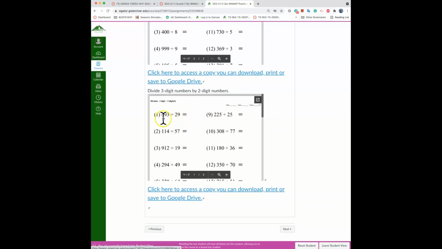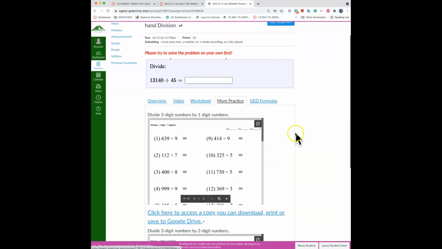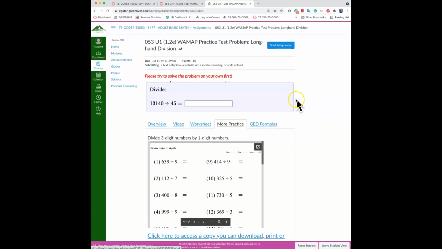This second sheet is 3-digit numbers divided by 2-digit numbers, which is what you have in WAMAP. So be sure to try and practice these. And if you have any trouble at all, email me. You can either message me through the app or just send me an email. Okay, let's get started.